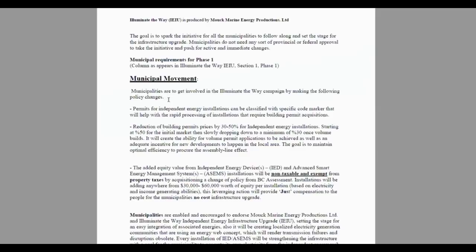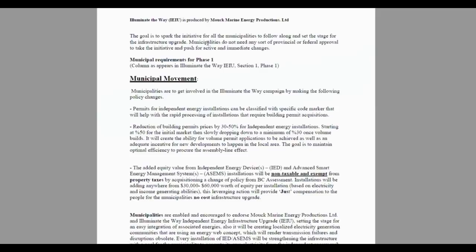And there's 2 more parts after that for section 1. And as I state all the time, especially as you'll see on council videos, I do have a few. Don't know if we have enough time to go over them all, but as I state here, the first paragraph of the municipal movement section, page 2 of the document, says the goal is to spark the initiative for all the municipalities to follow along and set the stage for the infrastructure upgrade.